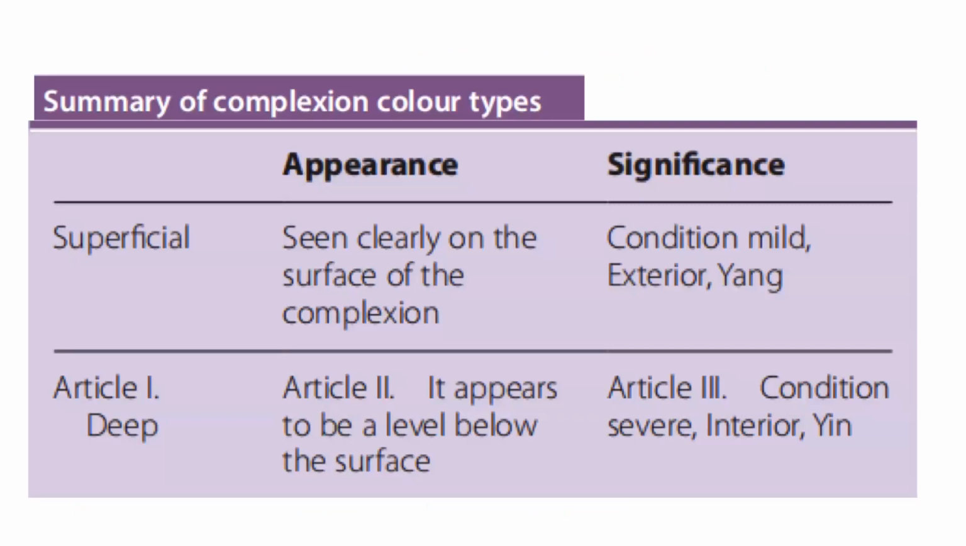Now we have here a table summary of complexion color types. Superficial: it can be seen clearly on the surface of the complexion. It indicates a mild condition located on the exterior and in the yang organs. Deep: it appears to be a level below the surface. The condition is severe and is located in the interior or in the yin organs.